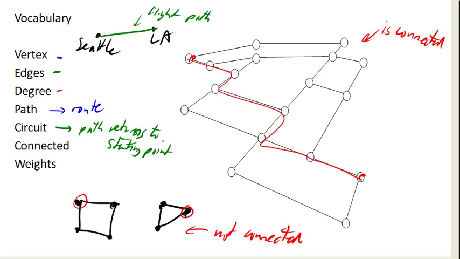So lastly is the idea of weights. Now, sometimes all we care about is the fact that there is a connection between two locations, like with our bridges. But in a case like walking these paths, we might be interested in the length of these paths, in which case we might say that this is 100 feet, and this is 200 feet. And those would be weights, or a length, or a cost associated with the edge. In case of our flight path here, there might be a flight cost that would be associated with that path, and that would be the weight on that edge.